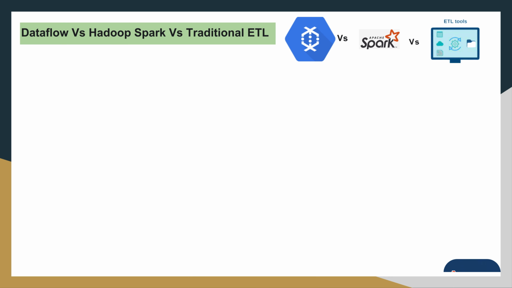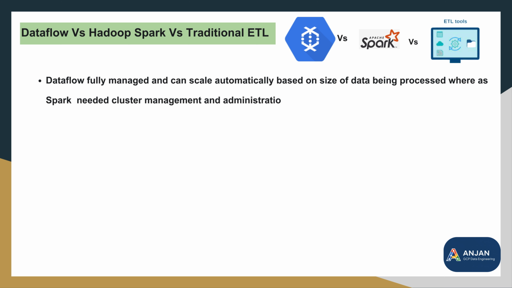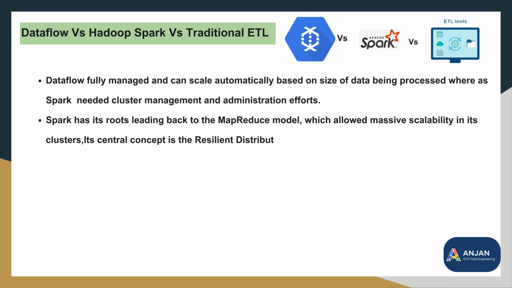Let's compare Dataflow vs Hadoop Spark vs traditional ETL. Dataflow is fully managed and can scale automatically based on size of data being processed, whereas Spark needs cluster management and administration efforts. Spark has its roots leading back to the MapReduce model, which allowed massive scalability in its clusters. Its central concept is the Resilient Distributed Dataset, RDD, which is a read-only multi-set of elements.